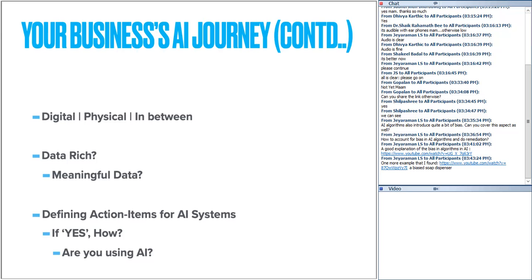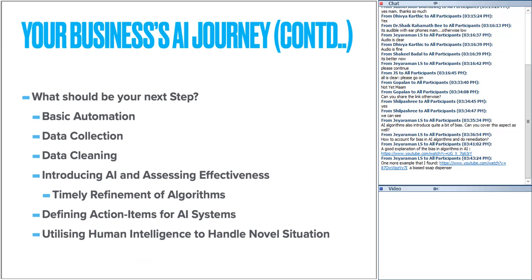So how do you identify what should be your next step? First, you have to understand, do you have basic automation or not? Many businesses, even today, do not have basic automation. And there are critical services that we count on that have no basic automation or very limited automation. The data collection is not sufficient. They are not collecting data. So are you collecting data? After you do basic automation, you have to start collecting data. Only when you have data do you have to understand whether the data is meaningful or not.